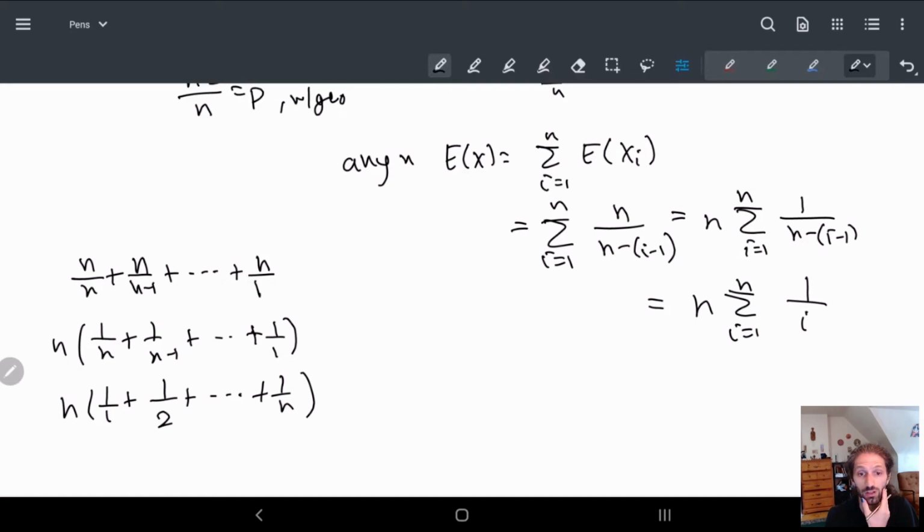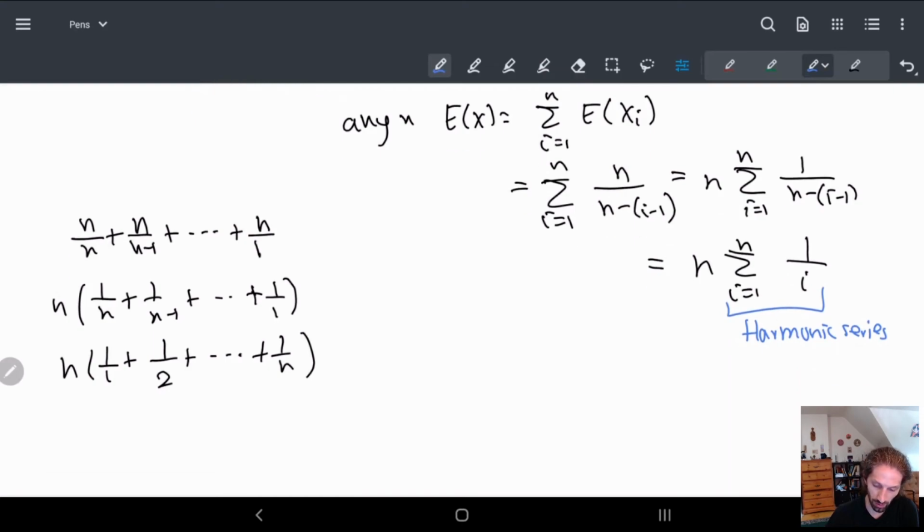And the term on the right is already something we should be used to. This is called the harmonic series. But the thing with the harmonic series is that if we take this to infinity, it is actually divergent, so we can't take this to infinity. But since n is limited, we have a set number of n, we can actually calculate this.